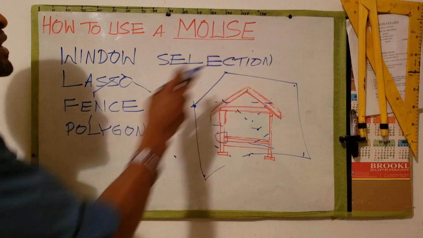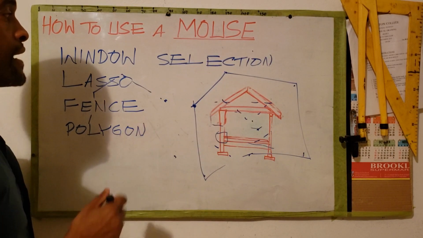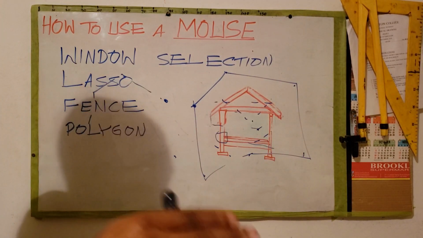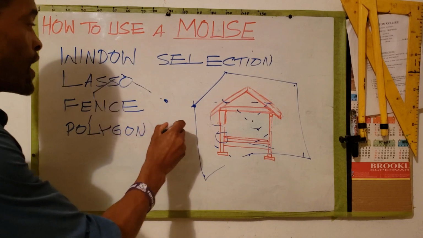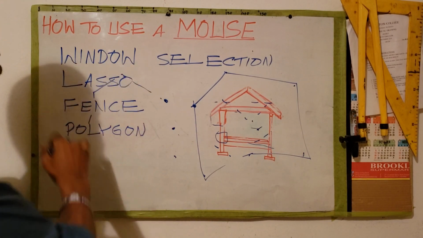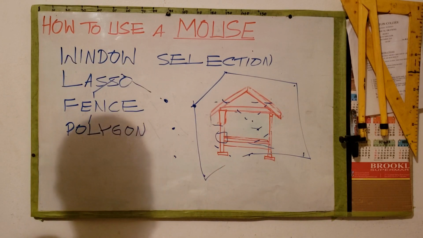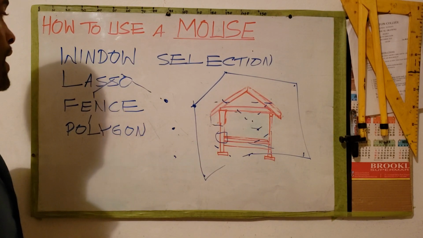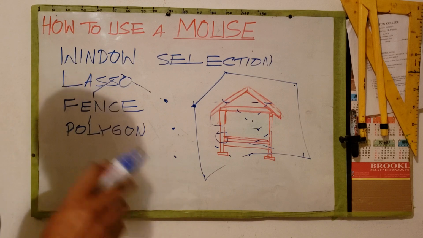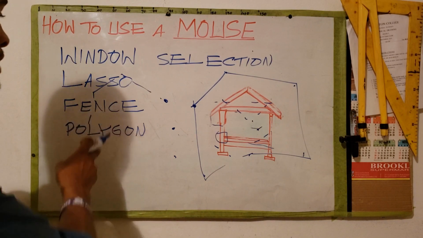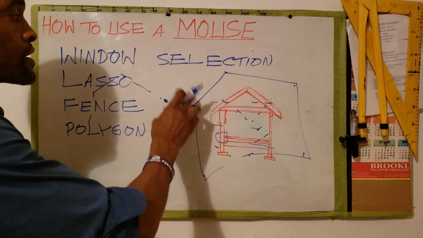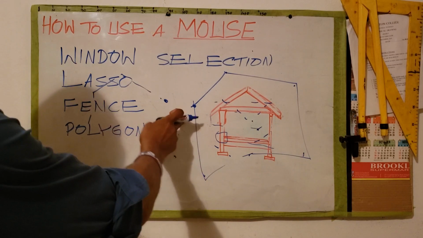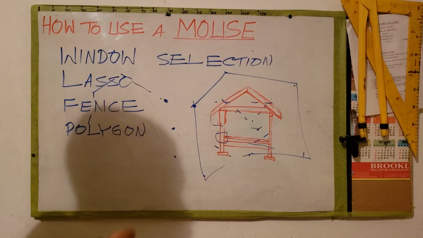Lasso creates an irregular pattern, and again, if you click here and move to the right, you must cover everything. If you click here and move to the left, everything that is touched will be selected. And fence creates a broken line, and with fence you must click enter at the end for it to take effect. Polygon, same principle applies. Click creates a polygon to the right, must be covered. Click, move to the left of the point, whatever it touches will be selected.